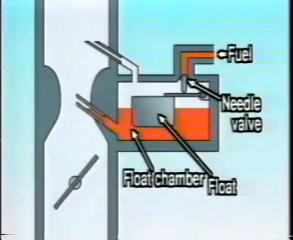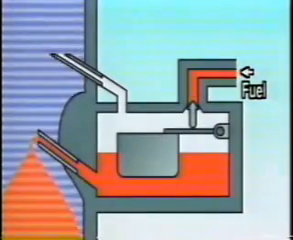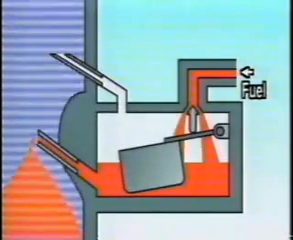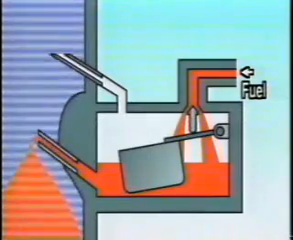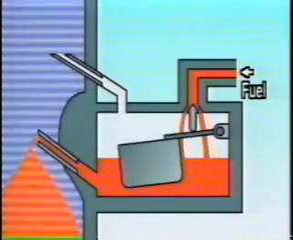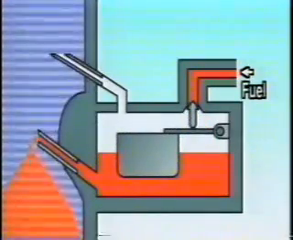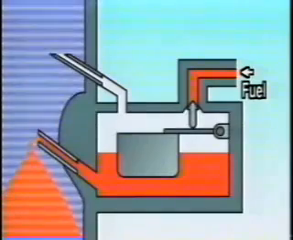The float system consists of the float chamber, the float, and the needle valve. The air vent tube ensures that a uniform pressure is maintained in the float chamber and above the choke valve at all times. If the fuel level drops, the float will also drop, causing the needle valve to open and allow more fuel to enter the chamber. Conversely, if the level of fuel increases inside the chamber, the float will rise and close the needle valve, stopping the flow of fuel.